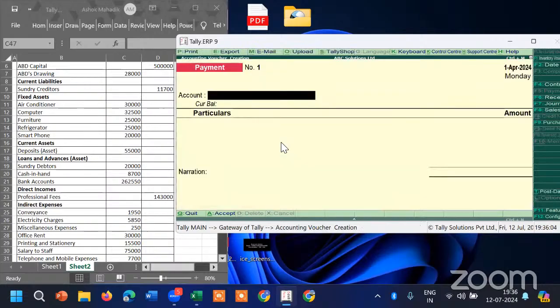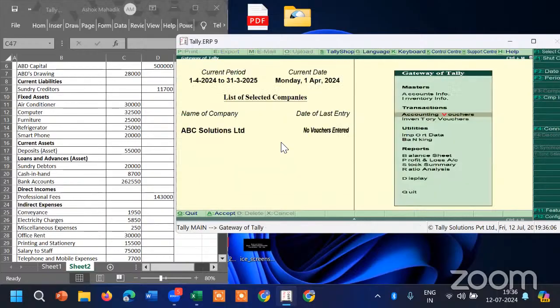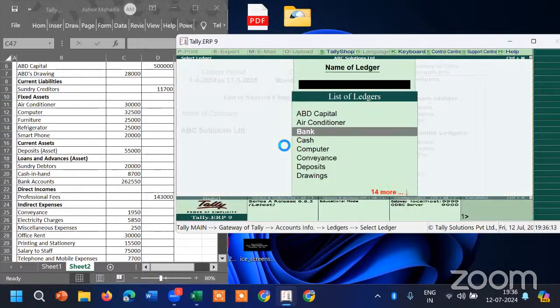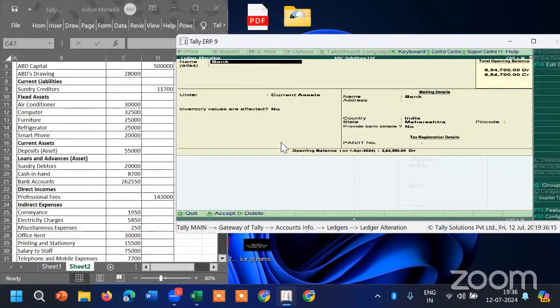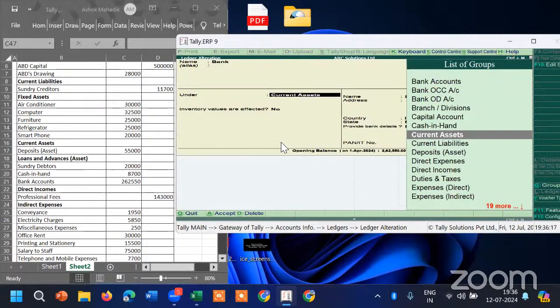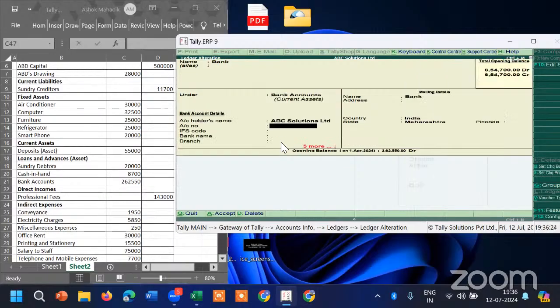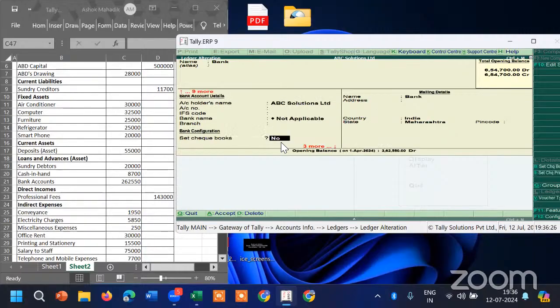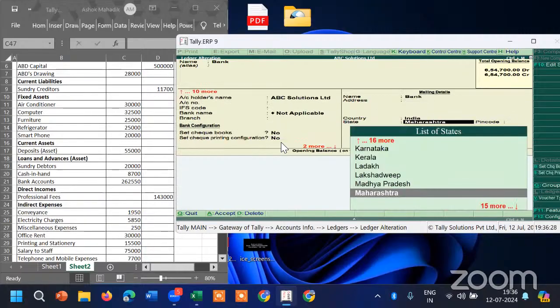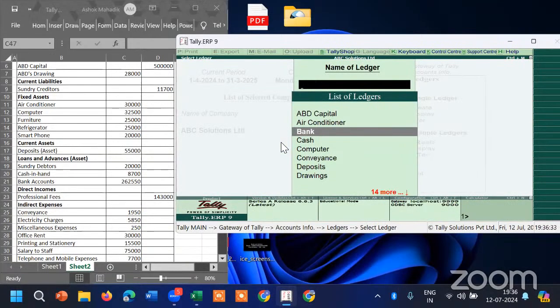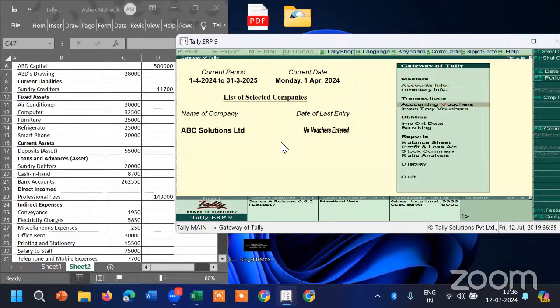Let me see. I'll go to alter and see if any problem is there. We go to accounts info, ledger, filter, bank. Okay, I had to take it into bank, not current asset. Be careful with this. Okay, bank account. The amount we have already recorded. Control A. So we'll go back to entering the vouchers.